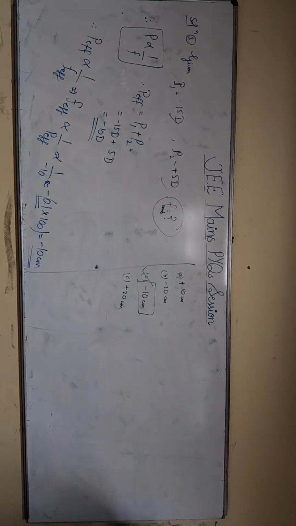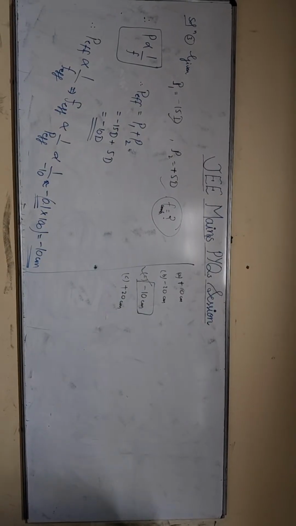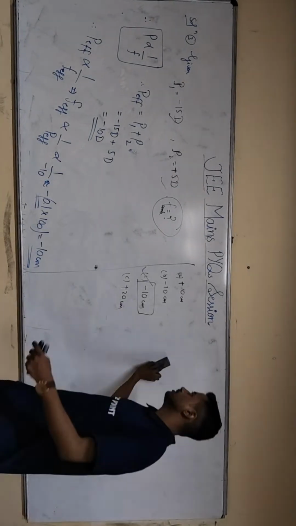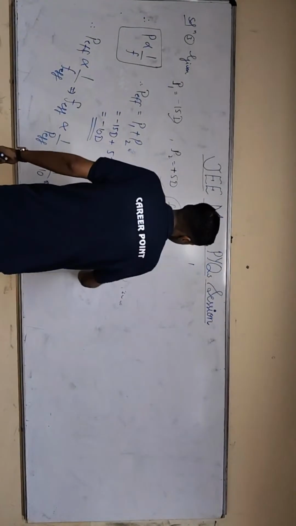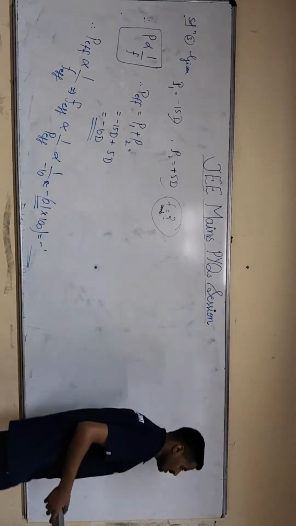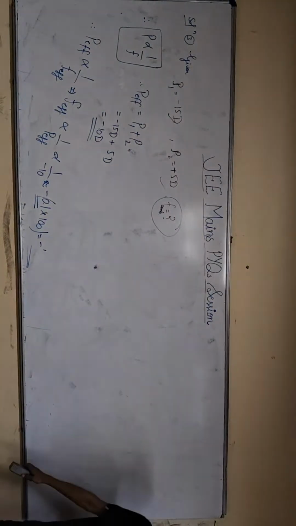So write down the next question. Question number 4: a double convex lens has power P.